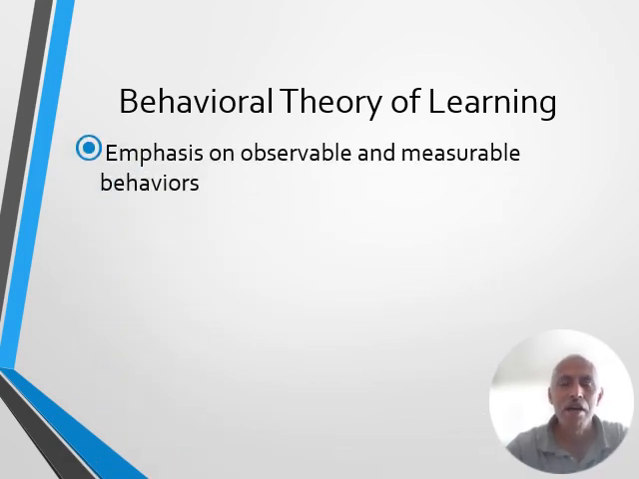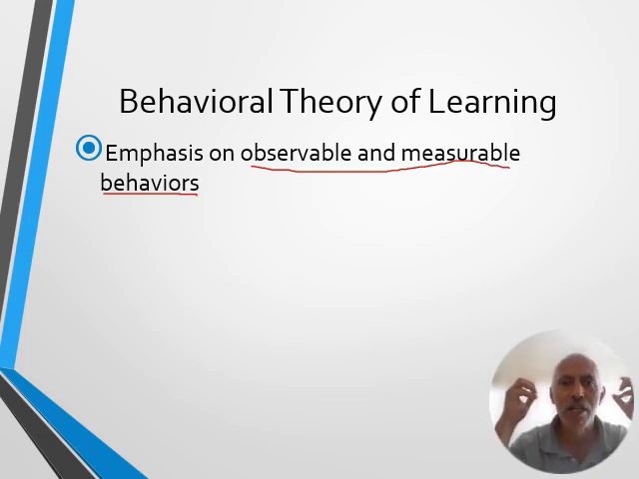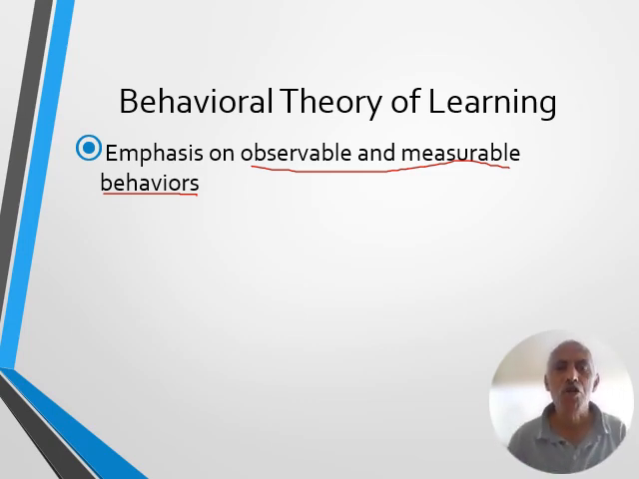Now, the emphasis in the behavioral theory of learning, as the name itself shows, has to do with observable and measurable behaviors. So they are saying learning is based on what can be observed and what can be measured. For me to be able to see that somebody has learned, I should be able to see the person's behavior, and I should be able to measure it. And also the way we cause that person to learn is related with the physical, the outward manipulation of it.